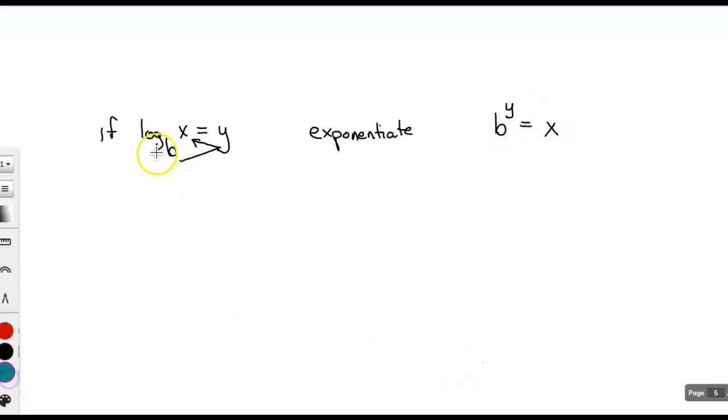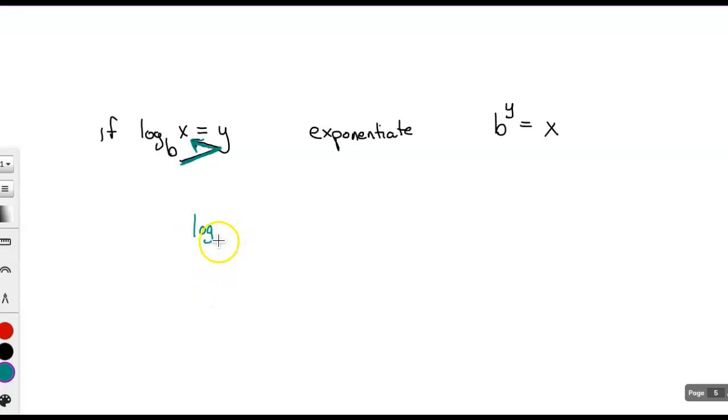And if the log is on the left-hand side and the number or whatever is on the right, this is always going to make a greater than sign, okay? So if you look, b to the y equals x. b to the y equals x, okay? So I'll show you a setup of that problem.